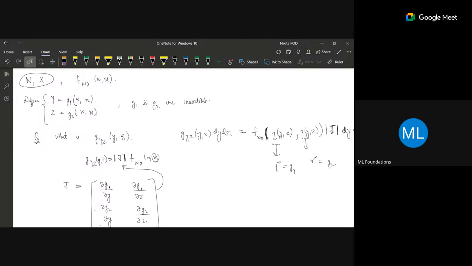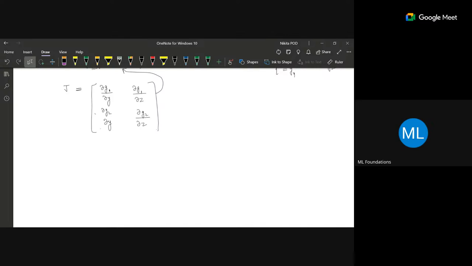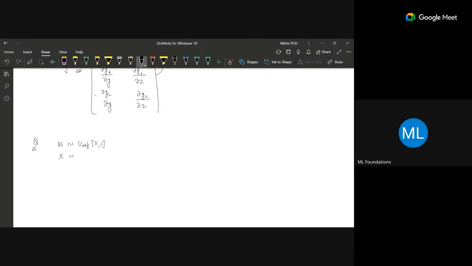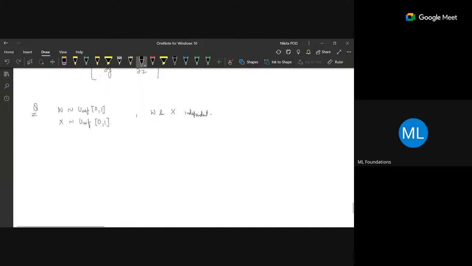Okay, so let's just look at one problem, maybe then it should be more clear. Let's say the question is: W is uniform in (0, 1) and X is also uniform in (0, 1), and it is given that W and X are independent. We have defined two other random variables, Y and Z. Y is some function of W and X: let's take Y to be W minus X, and Z to be W plus X.